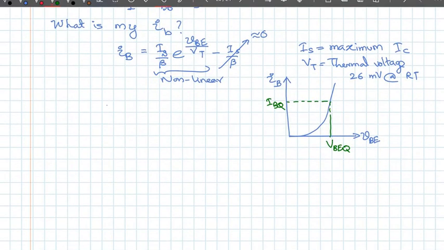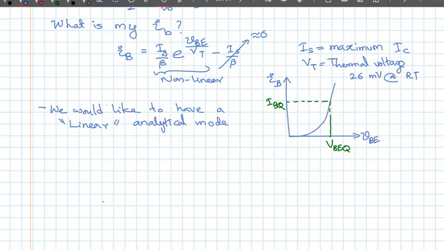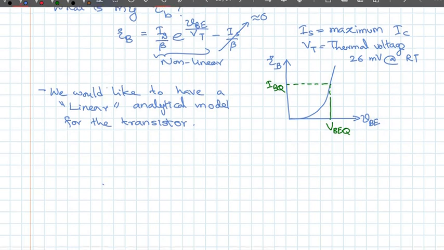Now obviously this is not linear. Okay, this is non-linear. But what I would like to have is a linear relationship. So how can you obtain a linear relationship from this? In other words, under what conditions does this thing behave like a linear relationship? Okay, because we need a linear analytical equation. We would like to have a linear analytical model for the transistor.